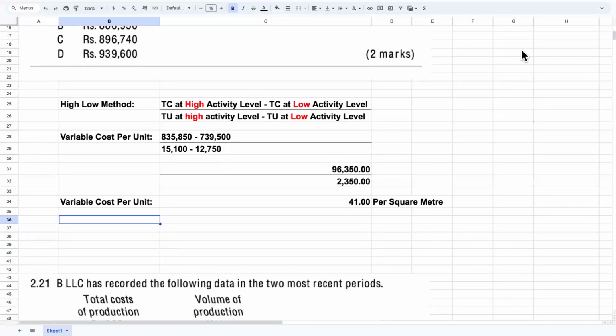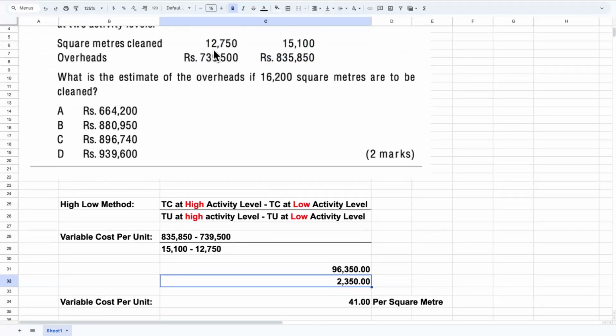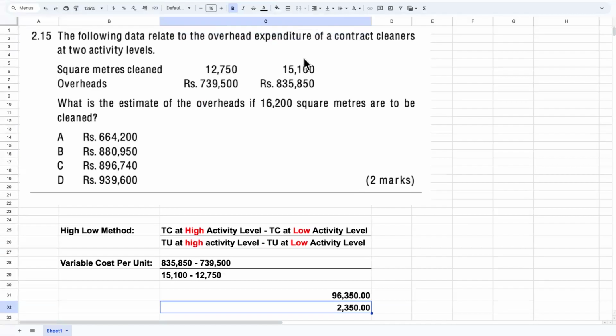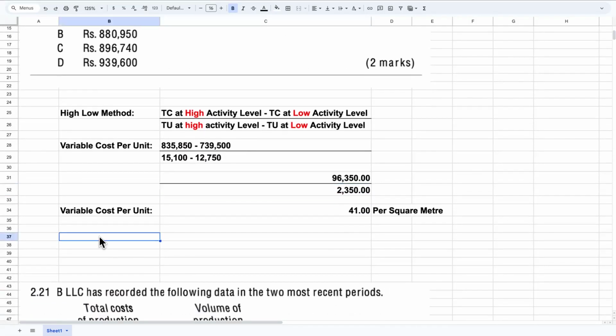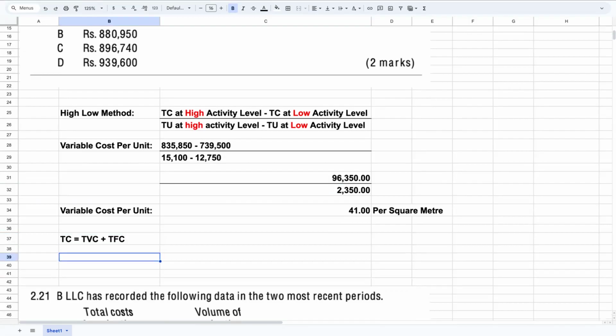How can we determine the fixed cost? You know, fixed cost is fixed regardless of the units we have produced. So even if we produce 12,750 square meters cleaned, or even if we cleaned 15,100 square meters, the fixed cost is fixed, right? So we can apply the total cost formula, right? The total cost formula is total variable cost, TVC, plus total fixed cost, TFC. This is the total cost formula.